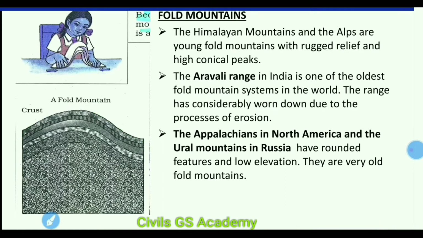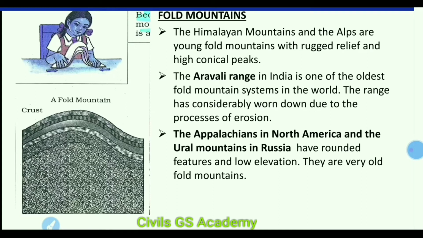The Himalayan mountains and the Alps are young fold mountains with rugged relief and high conical peaks. So, the Himalayan mountains and Alps are examples of fold mountains. The Aravalli range in India is one of the oldest fold mountain systems in the world. So, the Aravalli mountain is also a fold mountain. The range has considerably worn down due to the process of erosion. So, due to the continuous process of erosion, the height of the Aravalli is decreasing.